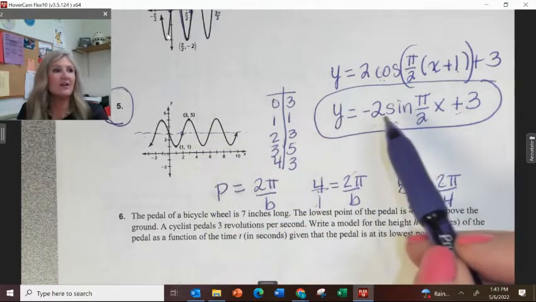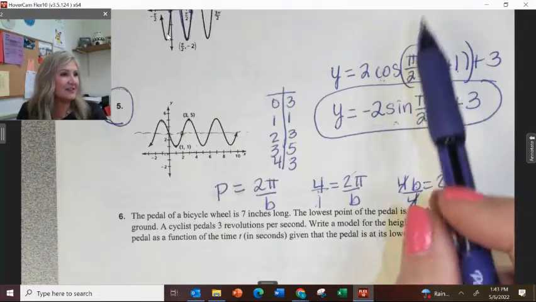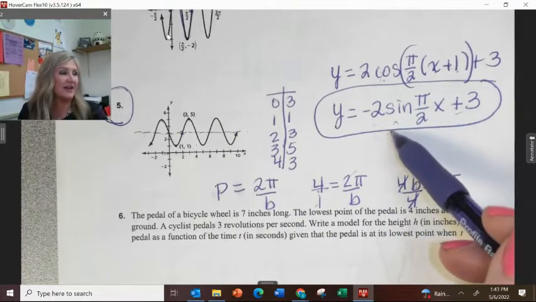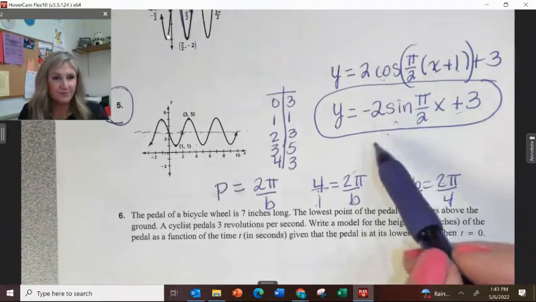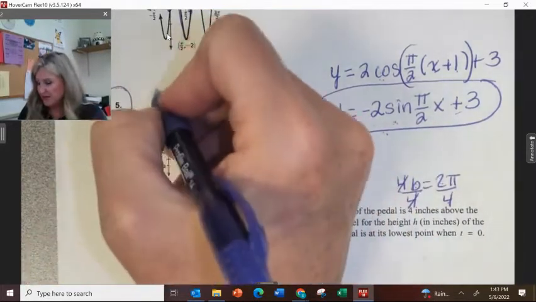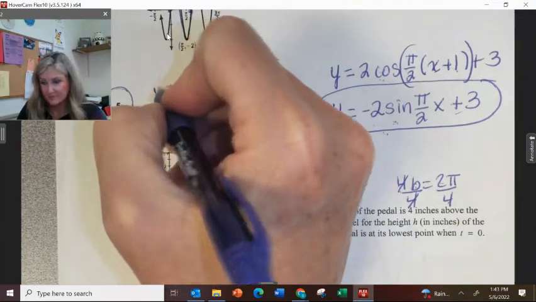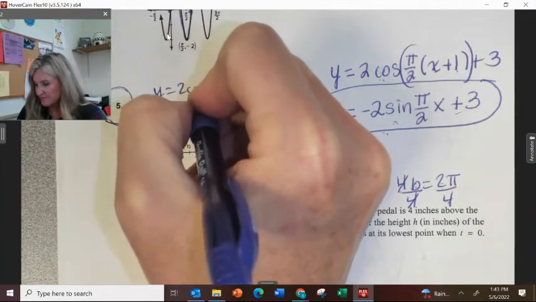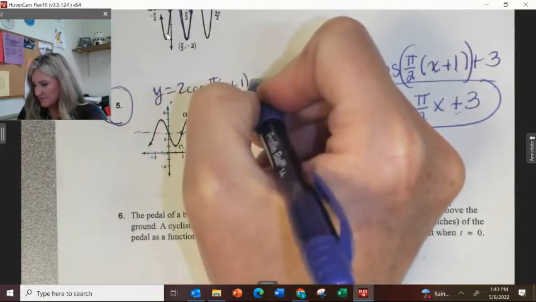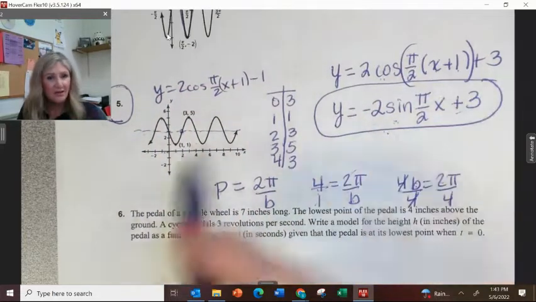Okay, I'd really like to hear what other equations you guys had, because I want to point out what your error was in your thinking if you did a sine curve. What'd you have, Drew? Oh, I didn't do a sine. You did cosine? Okay, what'd you put for cosine? I did 2 cosine pi over 2 x plus 1 in parentheses minus 1.